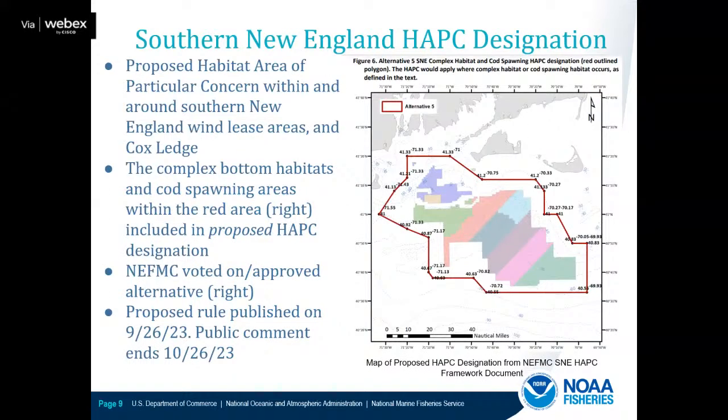So NOAA Fisheries is proposing a habitat area of particular concern within and around the southern New England wind lease areas, which is inclusive of Cox Ledge. This is HAPCs for complex bottom habitats, as well as cod spawning areas within this area you see in red, which is inclusive of the proposed HAPC designation.